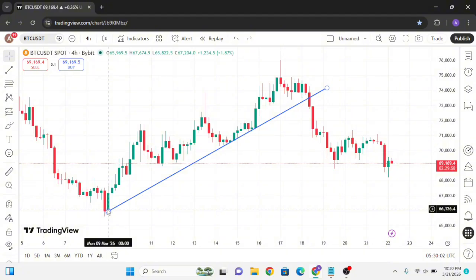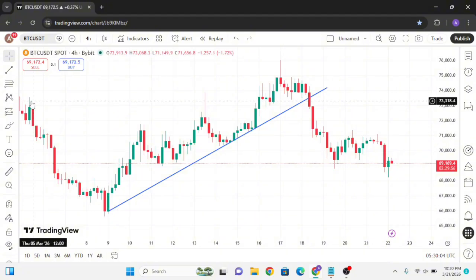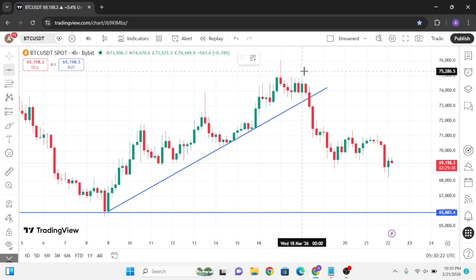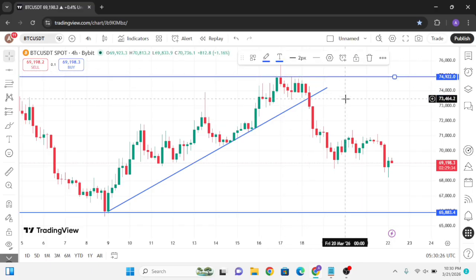Now, look at this mark point. This place, let me bring the horizontal line to the point. Let's use this place as the swing high. Let's use this place as the swing low.